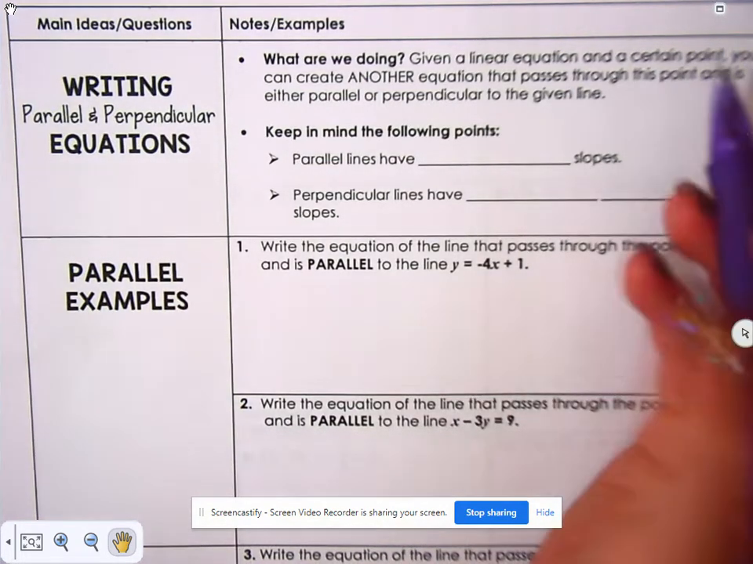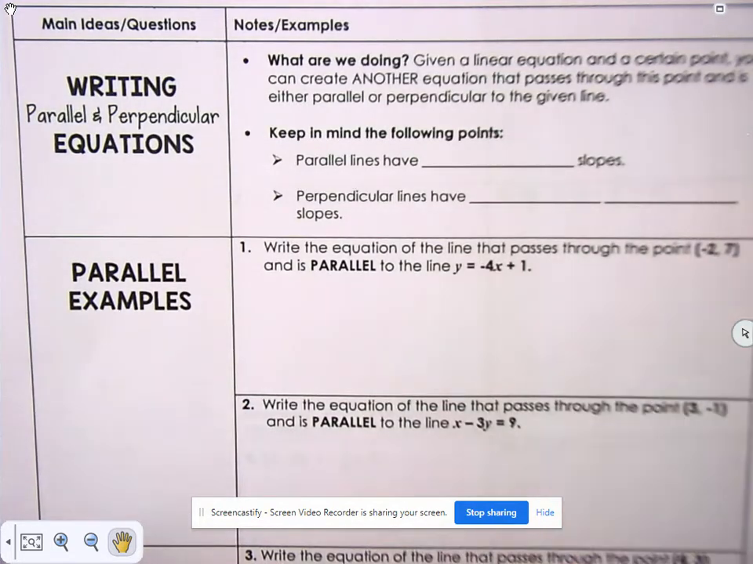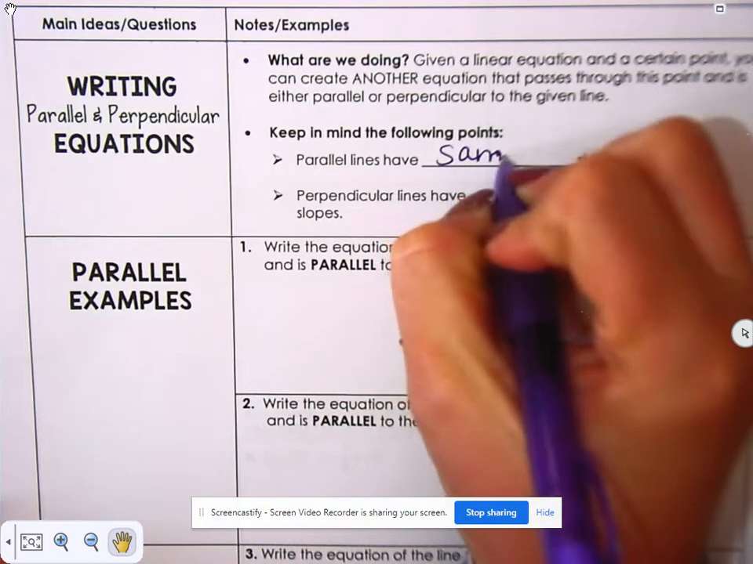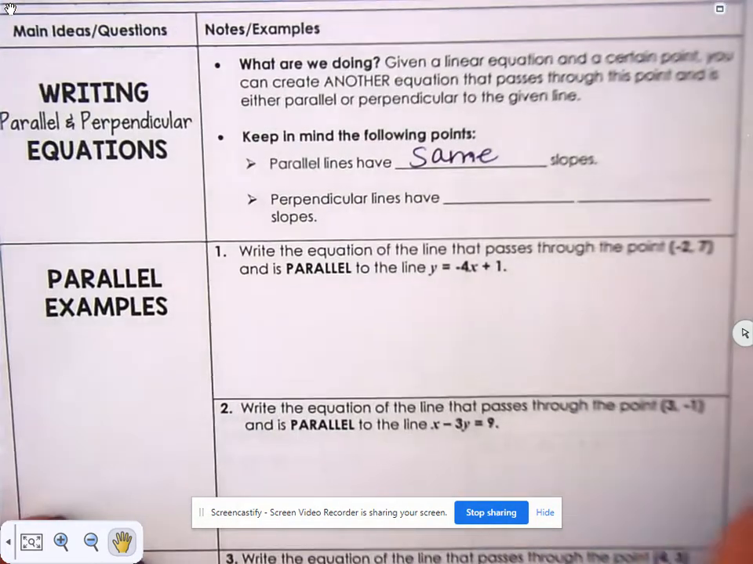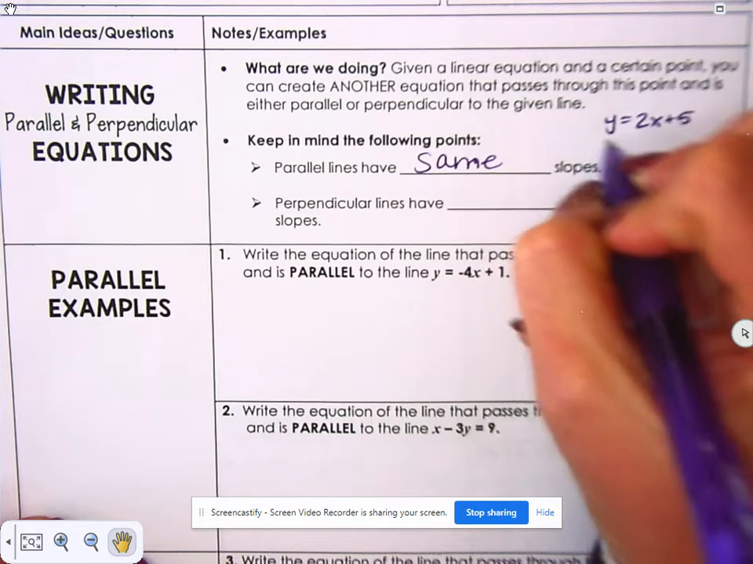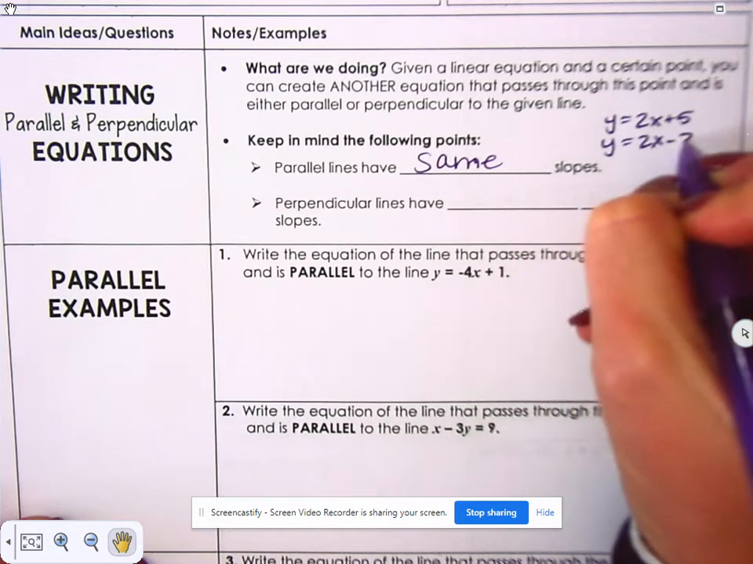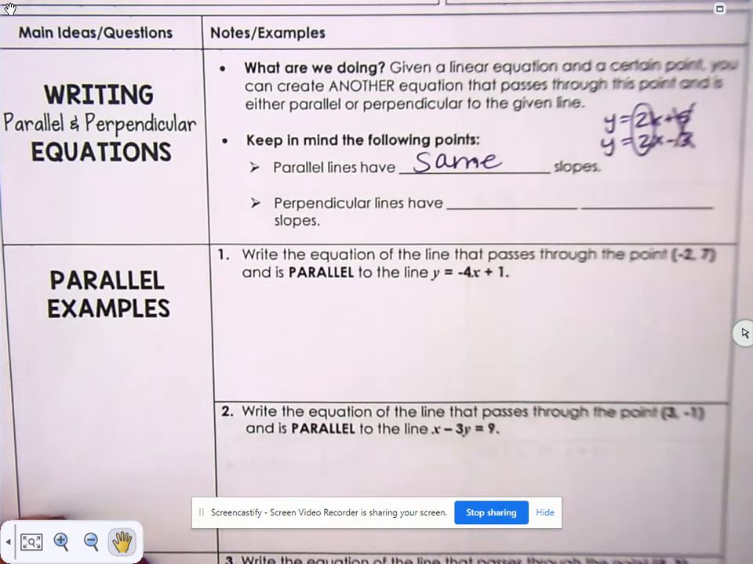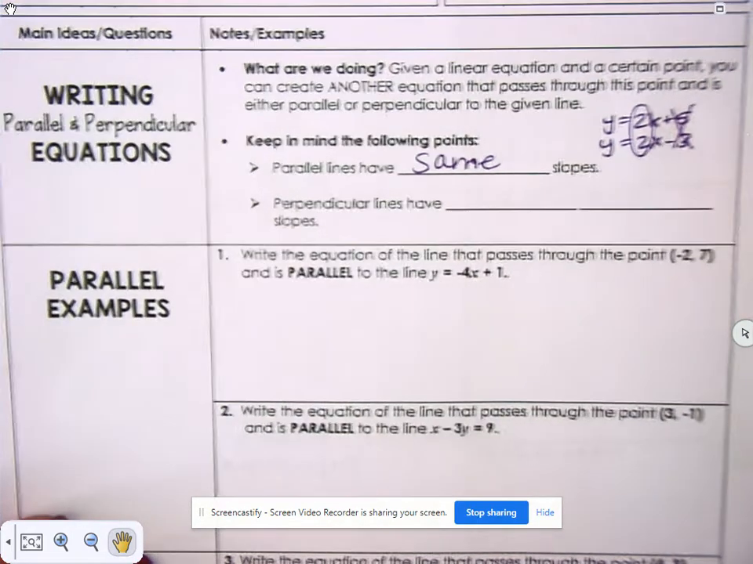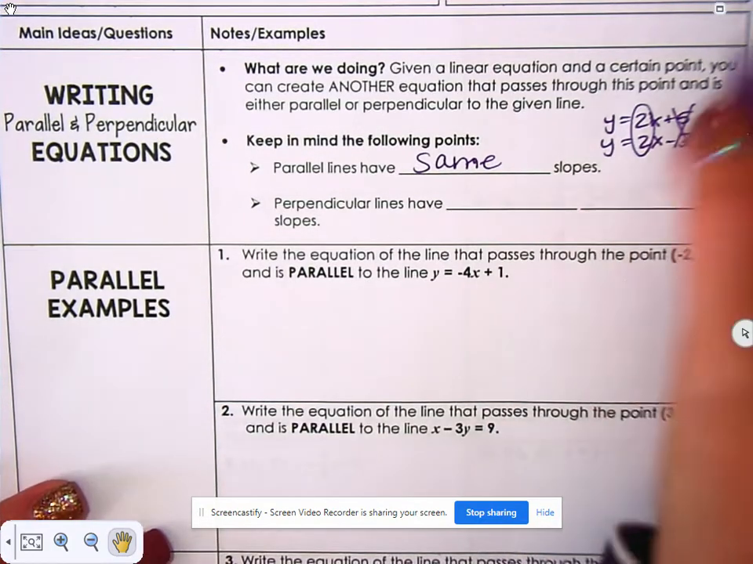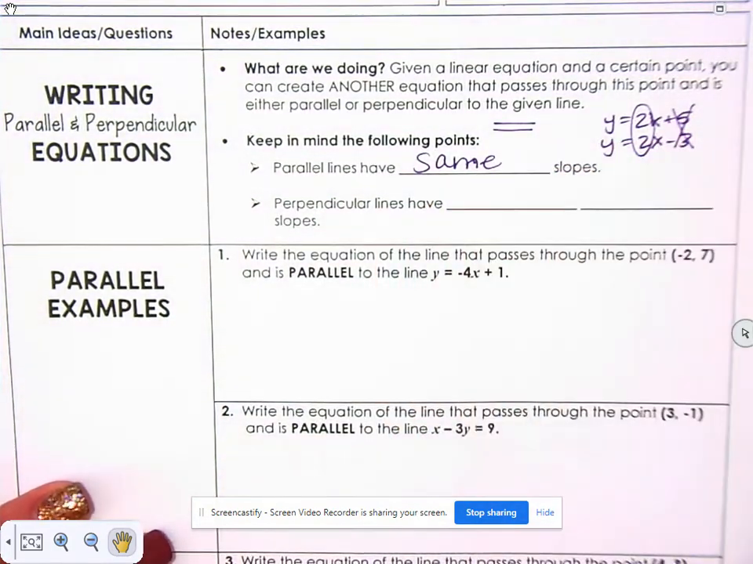First and foremost, last week when we started parallel and perpendicular, we talked about how parallel lines have the same slope. An example would be if it's y equals 2x plus 5, then a parallel line would be y equals 2x minus 3. In other words, their slope is the same, their y-intercept is different. Just the slope has to be the same for them to be parallel.